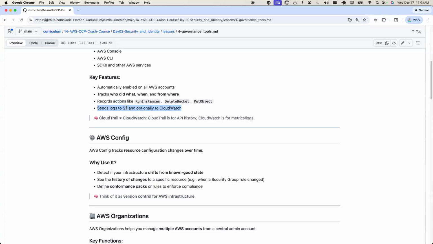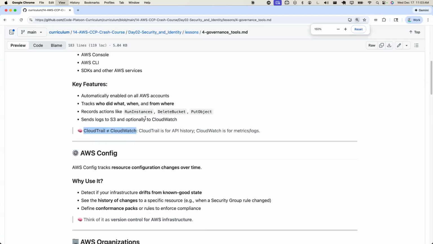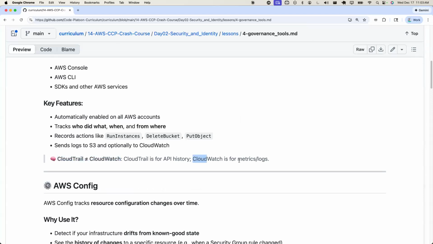And in fact, it uses a different S3 bucket to log stuff. So these two things are confusing. There's something called CloudTrail and something called CloudWatch. When you hear watch, think metrics and logs. When you hear trail, think history of who did what when, for API history.